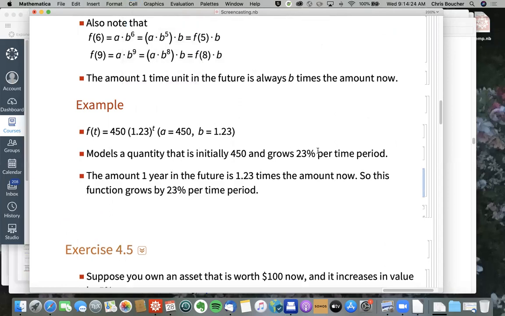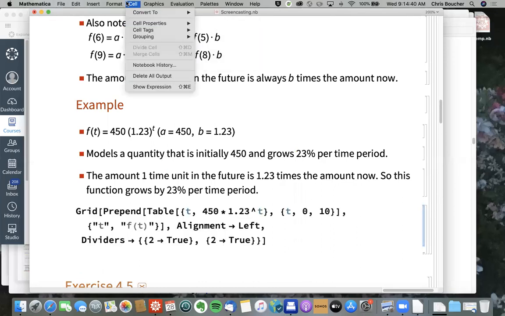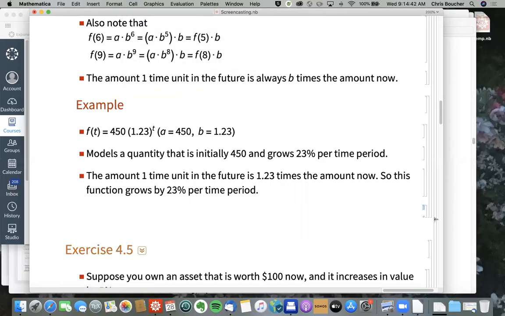And again, what that means is the amount one time unit, it might not be years, in the future is 1.23 times the amount now, right? 23% growth per time period. This I worry might be code. Yep, that's code. Let's put that away. And just look at a graph of this function.